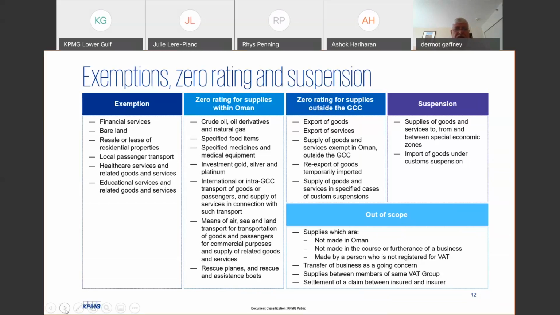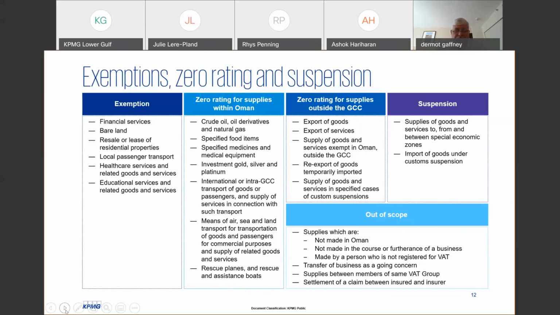And then the supply of goods and services which would be exempt in Oman, which are made outside the GCC. So you can have a financial service that would have been exempt had it been supplied to a customer in Oman, but where it's supplied to a customer outside the GCC region, it becomes a zero rated supply and opens the door to input tax recovery.